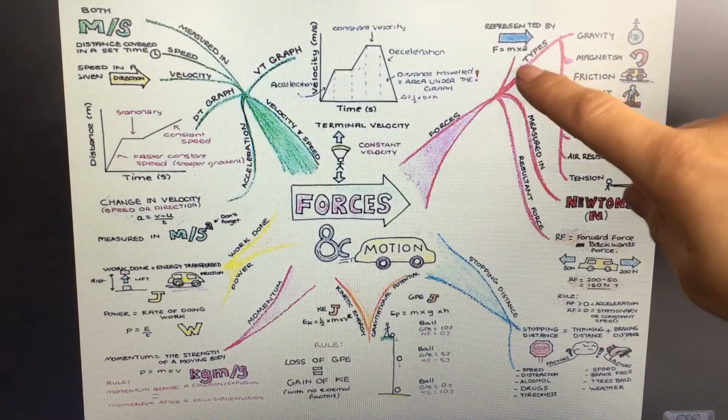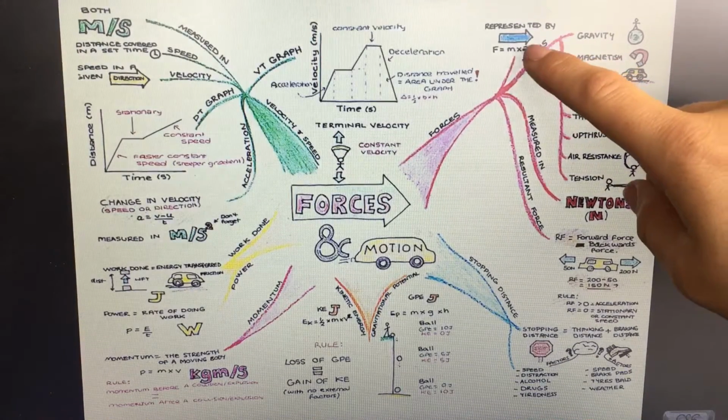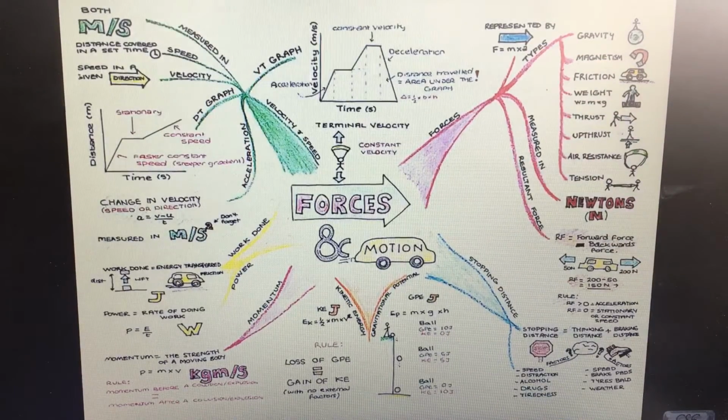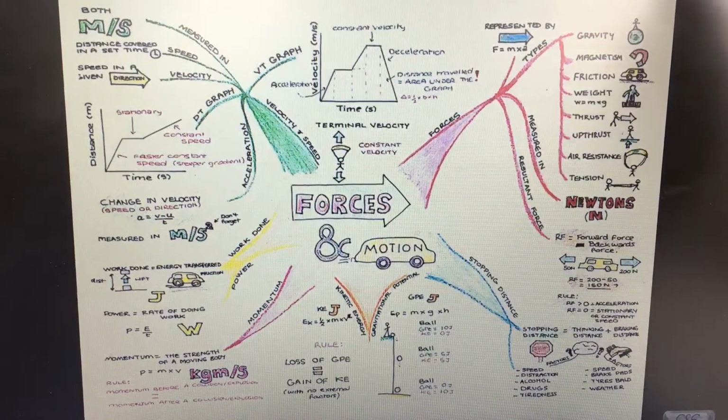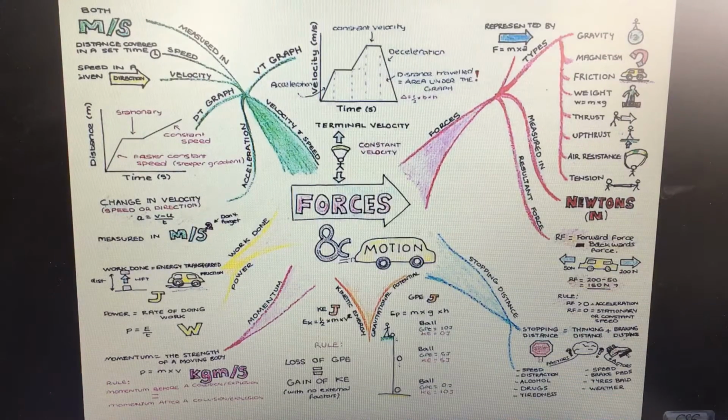Force is actually mass times acceleration. That can come up. Acceleration is meters per second squared, mass in kilograms, force in newtons. So the different types of forces we have: gravity, most people know that gravity is a force. Magnetism is a force, however, it doesn't come up in P2, it comes up in P3.